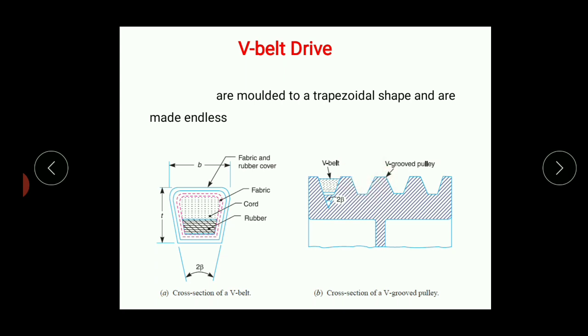This V belt and the corresponding pulley shape have to be manufactured very precisely, so that the side walls of the belt come into contact with the side walls of the pulley, as well as the bottom portion of the belt comes into contact with the bottom portion of the pulley. So the cross section of a single groove should match the cross section of the belt, so that there is a good frictional grip between the belt and the pulley.